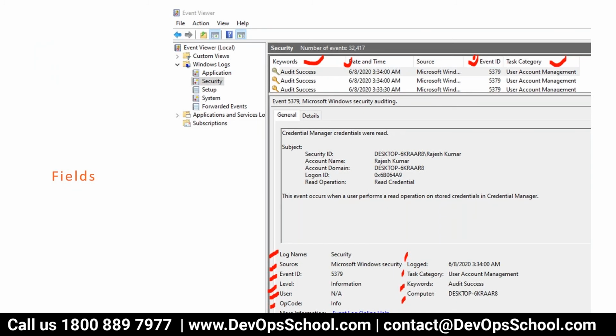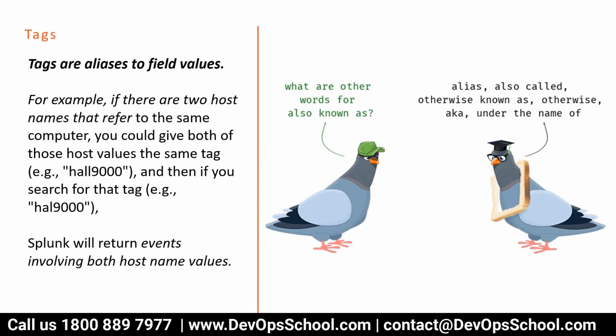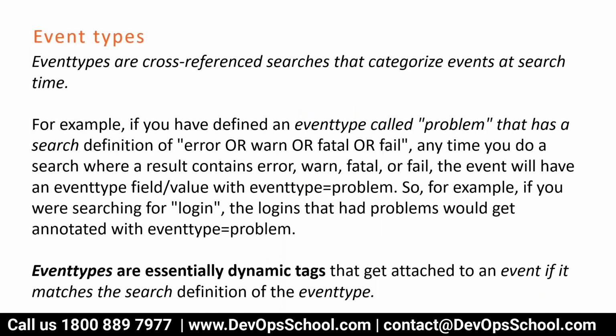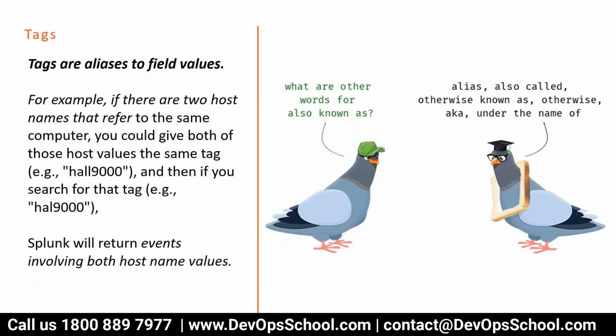So these are the fields you see: keywords, date and time, event ID, task category, user level, all these things. Tags, which you want to tag certain lines as per your specification. A tag can be anything. You can tag some logs and say, hey, this is from a dev server, app server, web server, this team, this Apache, that Apache. Something like that you can do. Event types, like what kind of logs you have. It can be warning, error, or info. So these are the event types.